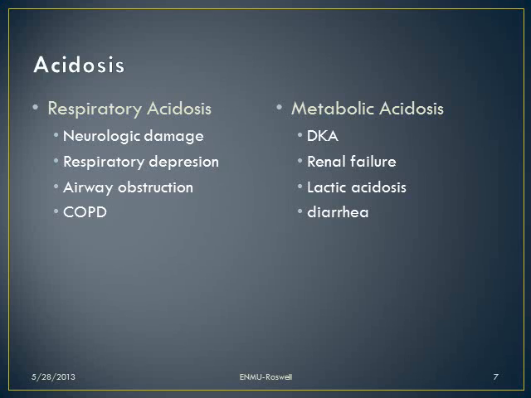Metabolic acidosis, we have DKA, diabetic ketoacidosis. Ketones are acids, so we're making those, we're holding on to those. That's making us acidotic. Renal failure, if we're not able to excrete bicarb or the other hydrogen ions and other waste products, we're going to retain them and potentially become acidotic that way. Lactic acidosis from anaerobic metabolism. That is going to make us acidotic. And obviously, diarrhea will make us become acidotic.